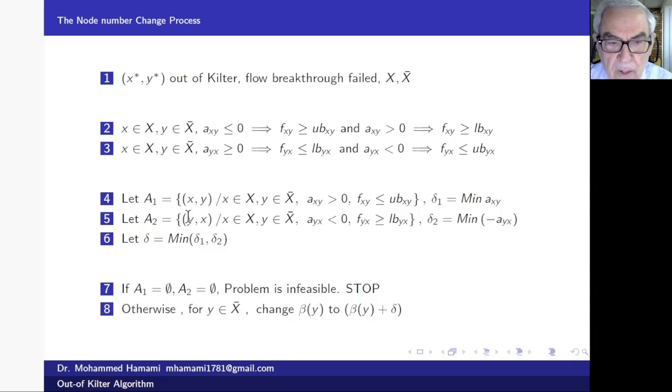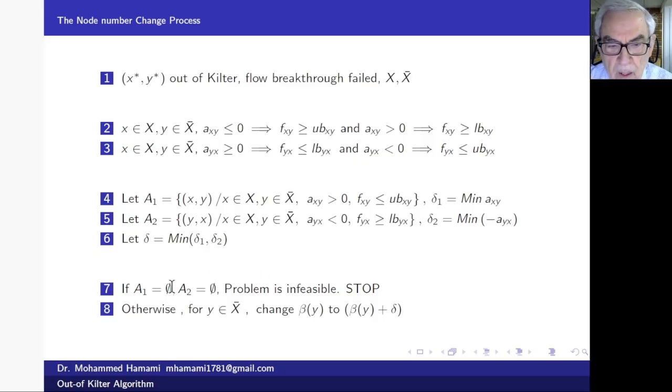Now, if A1 is not empty, then I form what I call delta 1, the minimum of these A's. And of course, delta 1 will be strictly positive. And if A2 is not empty, we form delta 2, which is the minimum of minus A of yx. So delta 2 is also strictly positive. And then finally, we take delta to be the minimum of delta 1 and delta 2.